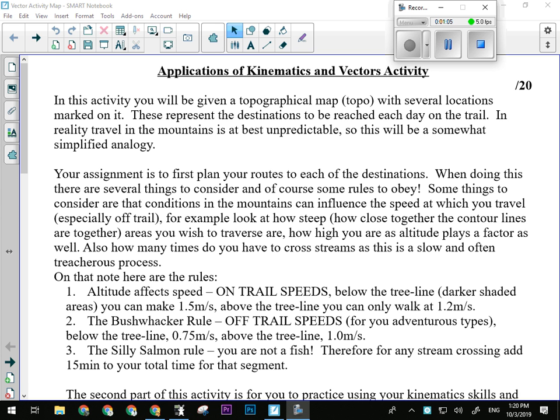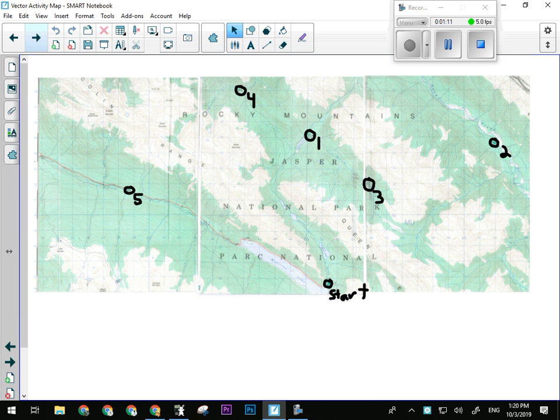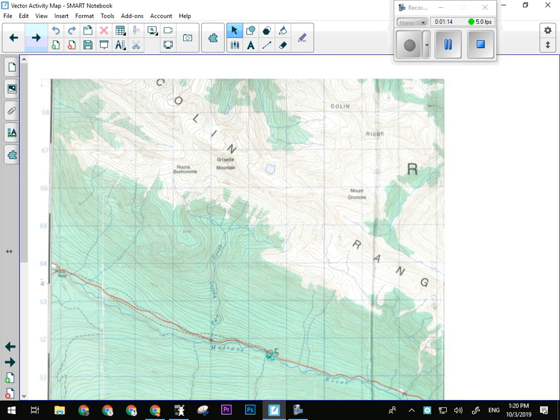Some of the rules that you're going to have to obey, or things you're going to have to think about if you've never used a topographical map before: on a topographical map, you'll see these little contour lines. Those contour lines help you to figure out how steep the area you're looking at is. The further apart the lines are, the less steep it is. If you've got a whole bunch of lines right on top of each other, that's a cliff.